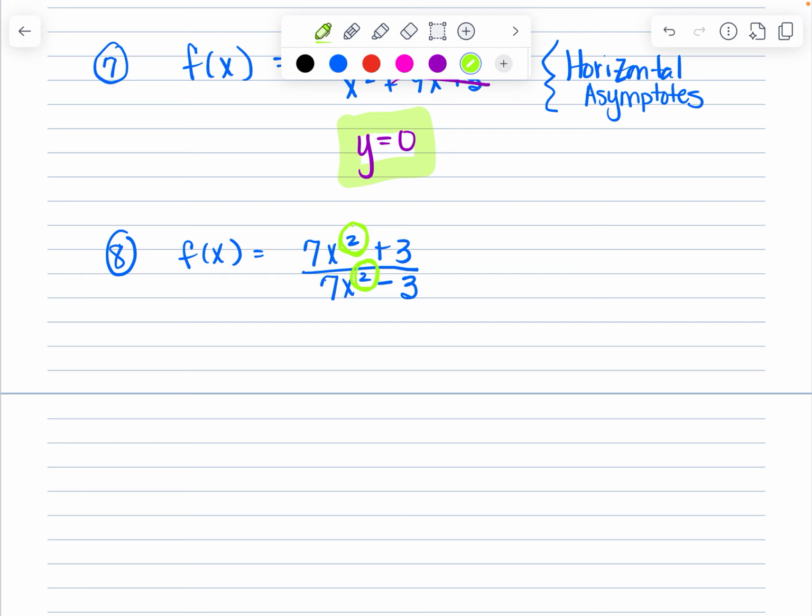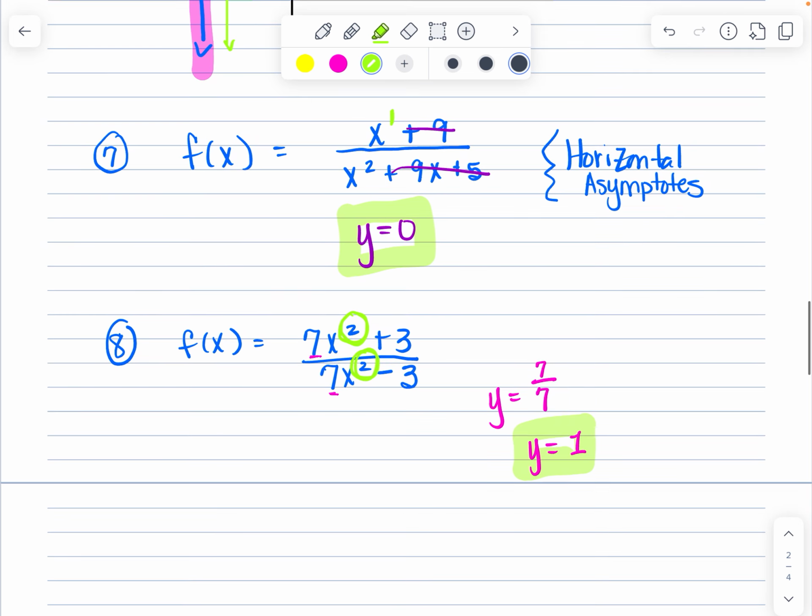If the degrees are the same, then the horizontal asymptote comes from the leading coefficients of the numerator and denominator. That happens to be a 7 over a 7. So the horizontal asymptote for number 8 would be 7 over 7, which we know is actually 1. So the horizontal asymptote for number 8 is 1. Please go back and make sure you have that list from our notes. Again, the other option was that there's not one, so go back and look at that one.